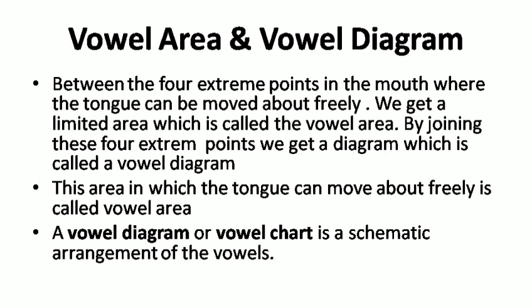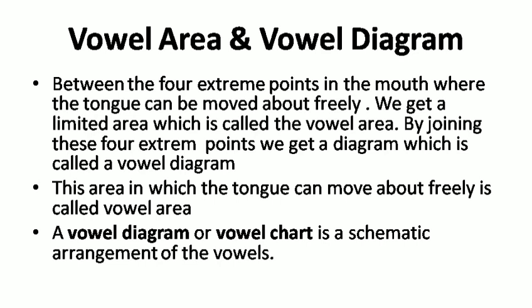This area in which the tongue can move about freely is called the vowel area. In the mouth, the tongue can be moved freely to some extent, that means to 4 points. Those extreme points define the vowel area, the area in which the tongue can be moved. A vowel diagram is otherwise known as a vowel chart.